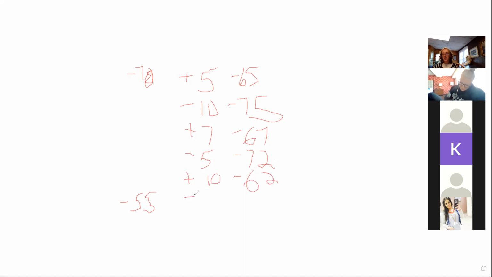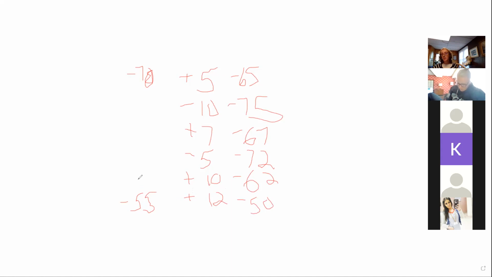And then I get a +12. I get a +12. I'm now at a -50, which means that I've passed threshold. So I've reached a threshold value and I fire an action potential.